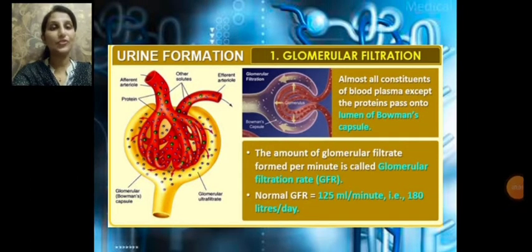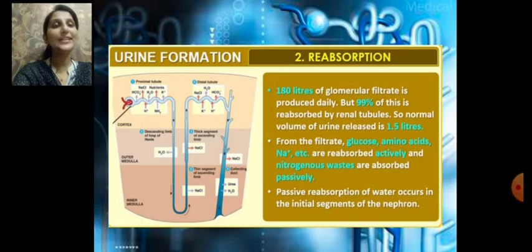The amount of filtrate which is filtered by the glomerulus, passing through the three layers and entering into the lumen of the Bowman's capsule, is called the glomerular filtration rate, or GFR, the amount of filtrate formed per minute. And the normal GFR is 125 ml per minute, or 180 liters per day. So the amount of glomerular filtrate formed per minute is 125 ml, and per day it is 180 liters. So 180 liters of the glomerular filtrate is produced daily.